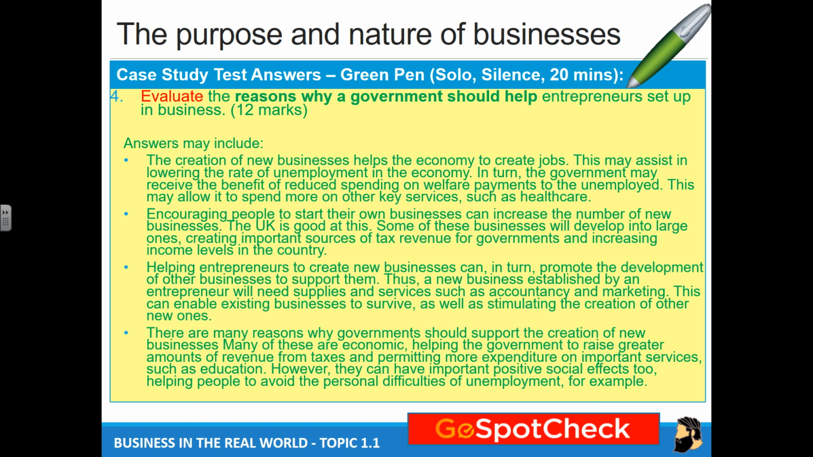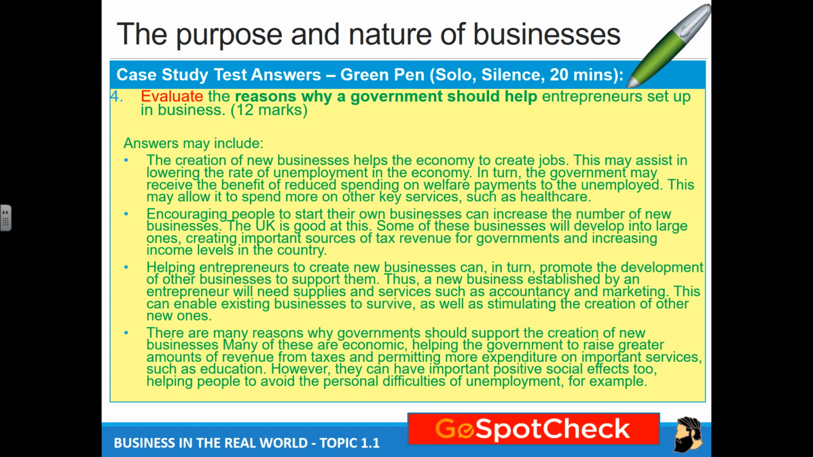Encouraging people to start their own businesses will increase the number of new businesses as well. The UK is good at this. Some of these businesses will develop into large ones, creating important sources of tax revenue for governments and increasing income levels in the country. So everyone wins there.